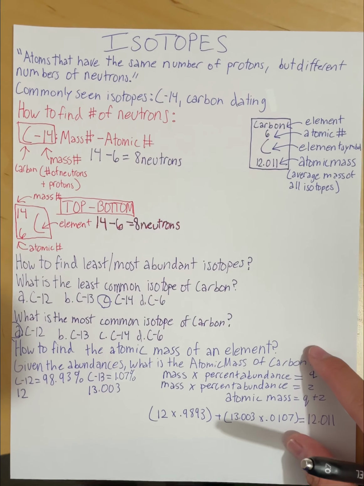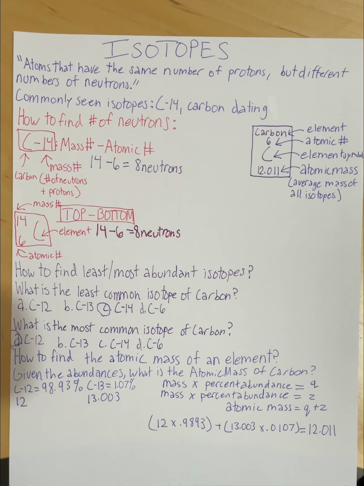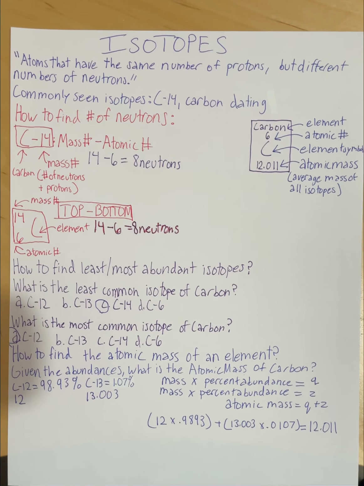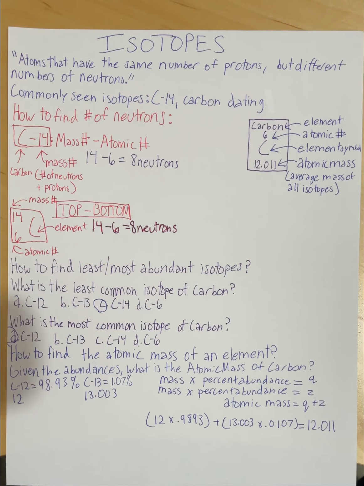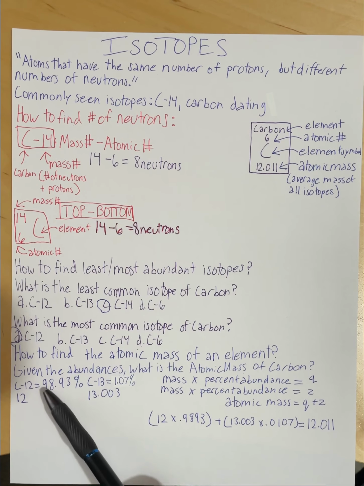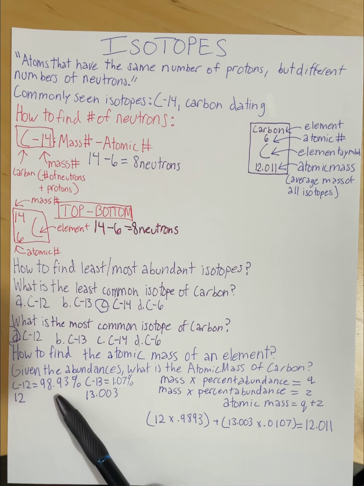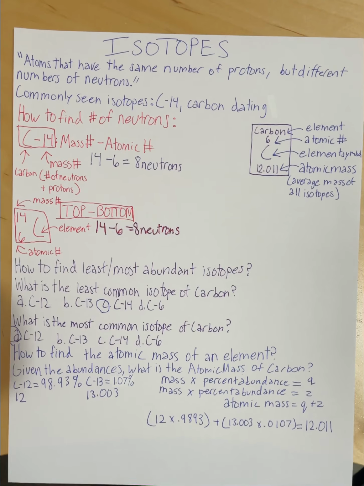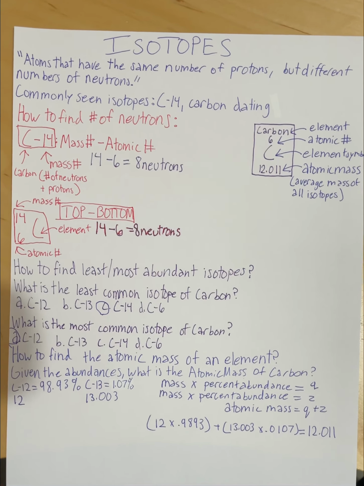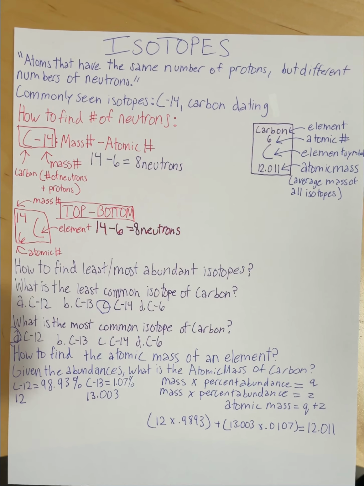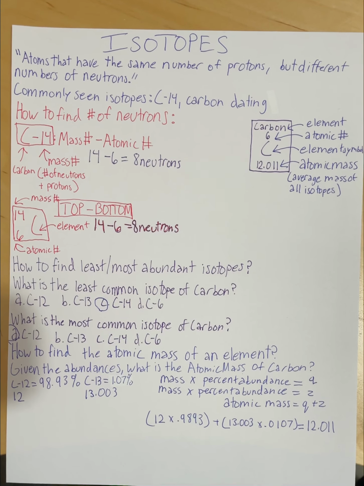Right? And now the next most common question is, how do you find the atomic mass of an element? If you're given the abundances, what is the atomic mass of carbon? I've given you the abundances, where C12 has an abundance of 98.93%, and C13 has an abundance of 1.07%. And you might be asking, where's C14? Well, C14 is in such small amounts that it doesn't even matter if it is in the equation or not. It doesn't really affect anything.